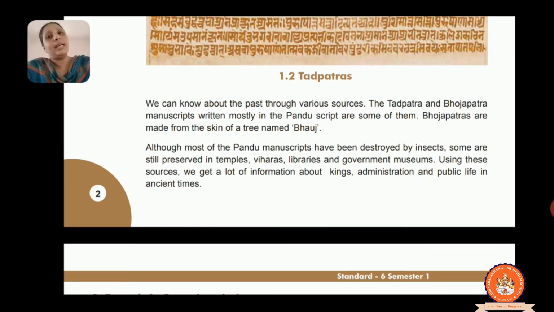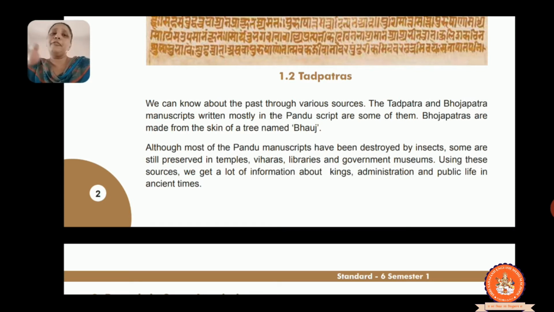So sometimes you will see in the temple they keep the Ramayana, Mahabharat. This type of Bhojpatra and Tatpatra are situated in the famous temples. They have to be secured in the temples, viharas, libraries, and government museums. They are situated there now also, because they are very precious, and now they are called sources.